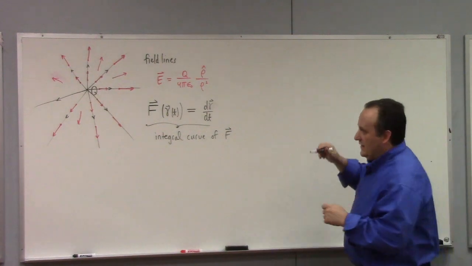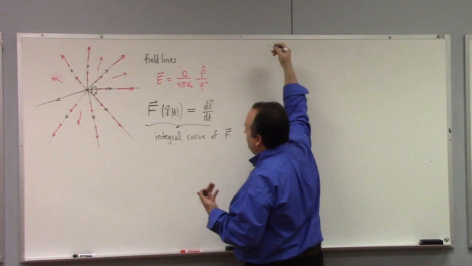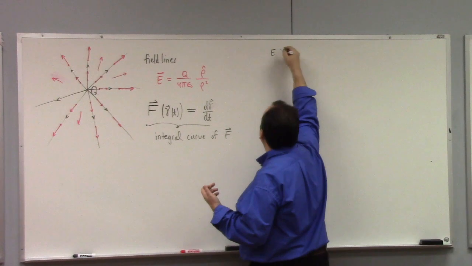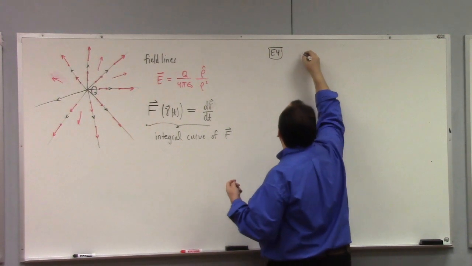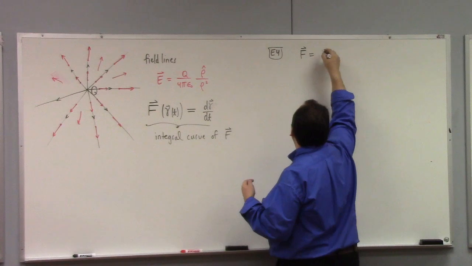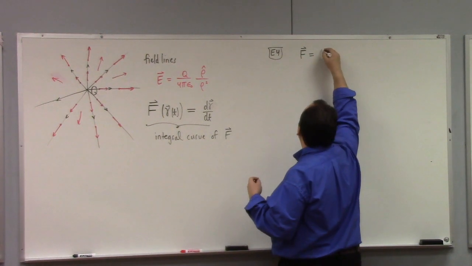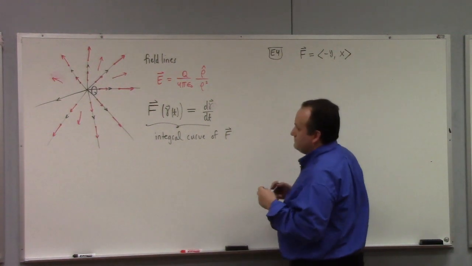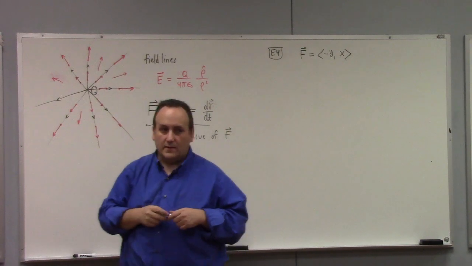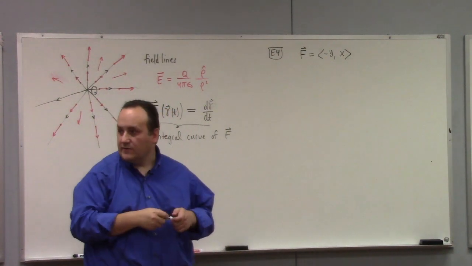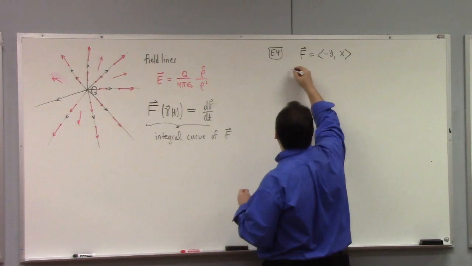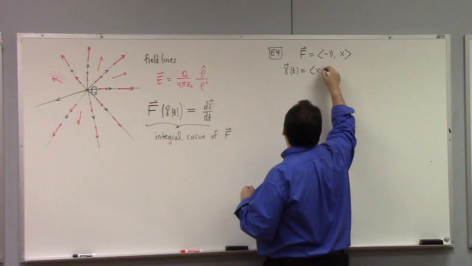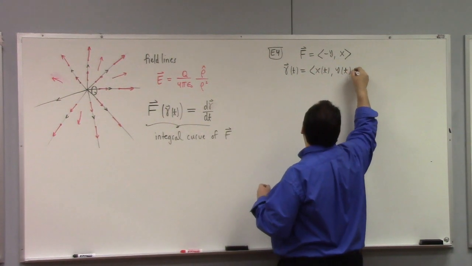So let me give you an example of this more explicitly. And I'll make it two-dimensional. Let's call it example 4, I don't really know. I like this vector field: F equals, let us say, minus y comma x. So let's try to find integral curves of this. Let's see what we're up against if we try to do that. So we're looking for gamma of t. Let's let that be x of t, y of t, for the sake of nice notation.